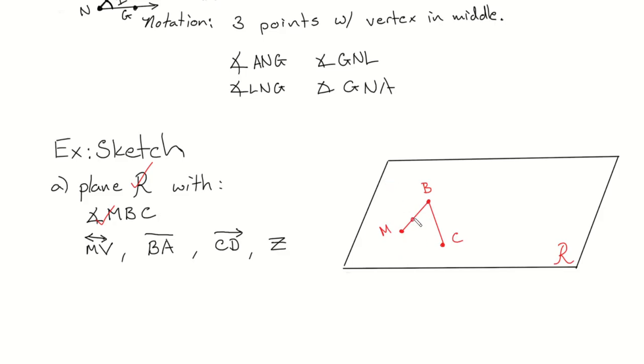Could I put point V here? That didn't break my angle at all, right? I still have angle M to B to C. Could I then just say, check it out, here's line MV. I still have angle MBC. It looks a little different now, but both of those circumstances are completely fine. I have a line now.